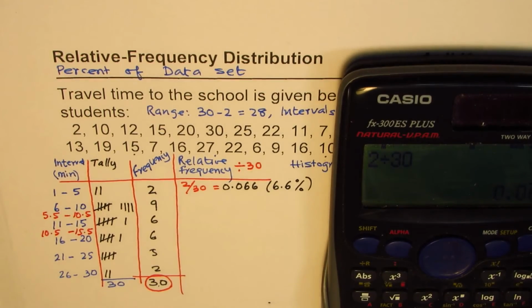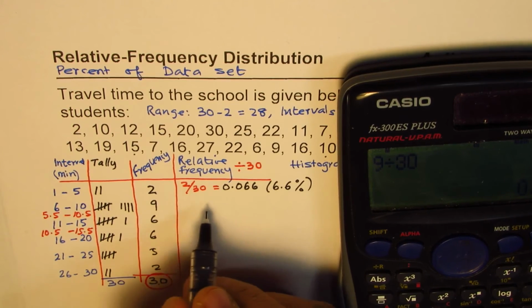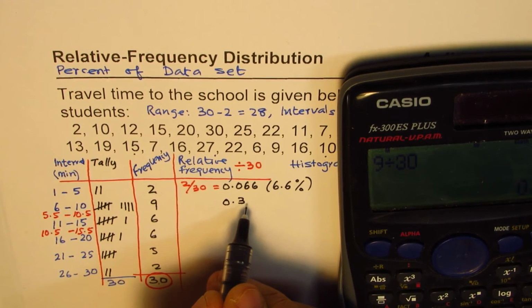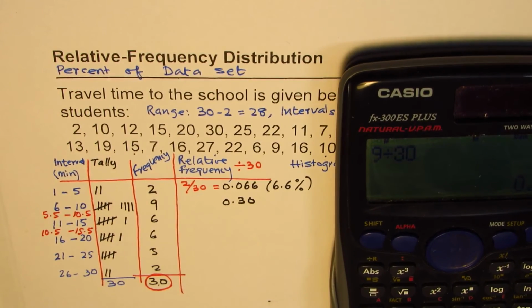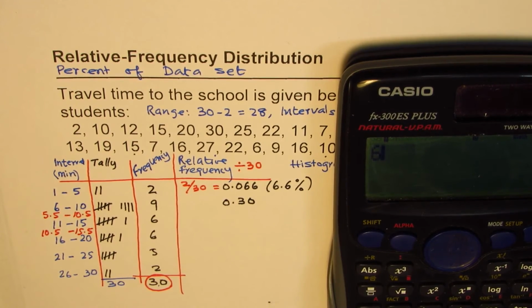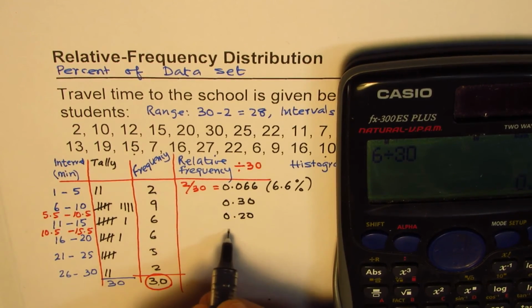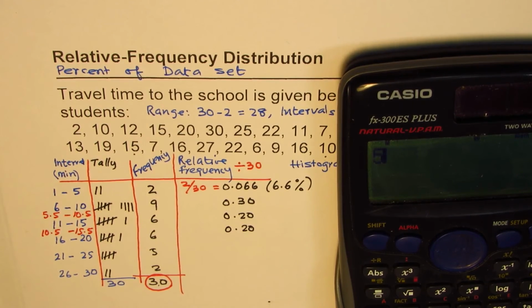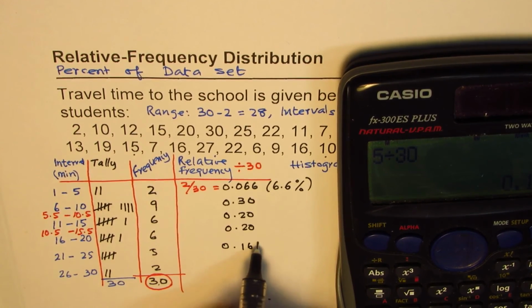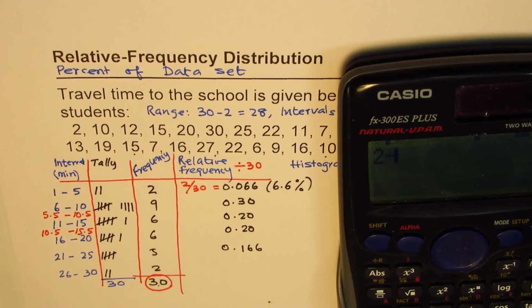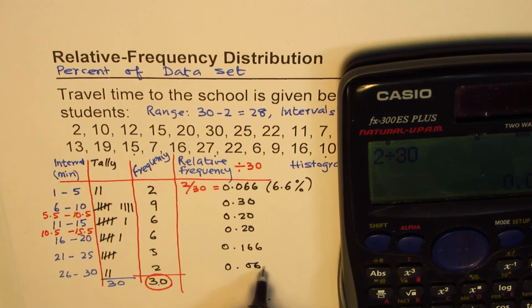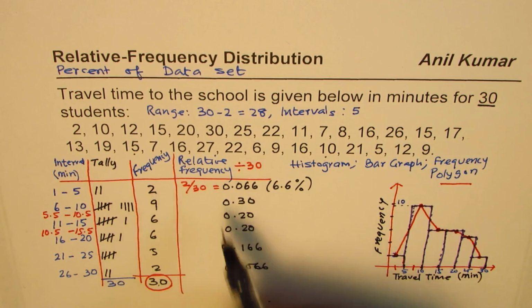So let's go ahead and do the others also. 9 divided by 30 equals, in decimals, 0.3, right? So I'll write down the numbers here now, 0.3, that becomes 30%. Okay. Now next is 6 divided by 30 equals, in decimals, 0.2, and that again will be 0.20. 5 divided by 30 equals, in decimals, 0.166, and 2 divided by 30 equals 1 over 15, or 0.066, as we did in the first case. So that becomes the relative frequency.